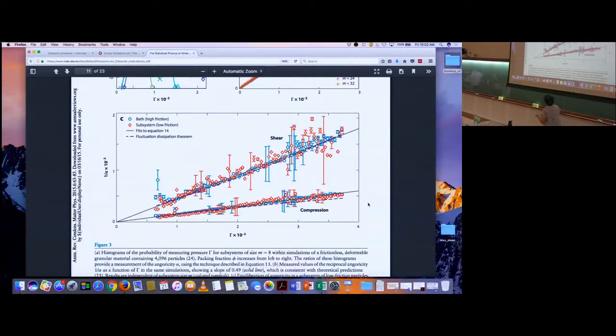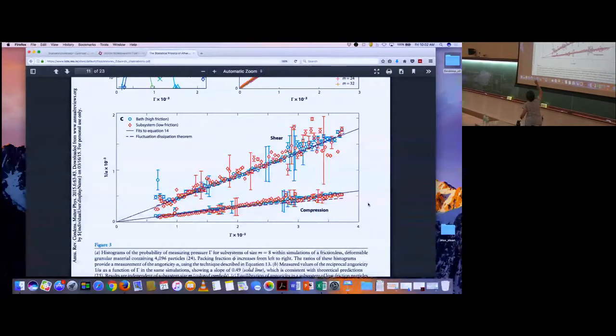For their system, it's frictional. They have a bath, which is the blue line, which is the high friction. The bath is made out of high friction particles, and the subsystem is made out of lower friction particles. Then they take this whole thing, tap it and let it come to rest, or shake it. It's sitting on a shaker. They shake the whole thing, let it come to rest, and do this many, many times.